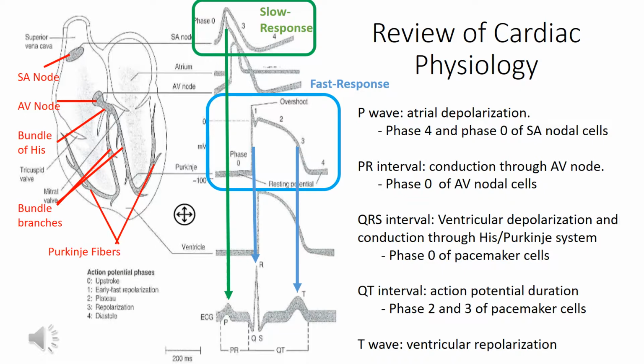I have highlighted the graph of nodal cells, or slow response cells, in green, whose cell functions are responsible for the P wave and the PR interval of the EKG. The fast response cells are most responsible for the QRS complexes and QT interval of the EKG. We will go into these action potentials a little bit more in detail and revisit later how EKG tracings might differ if these cells are altered by medication.